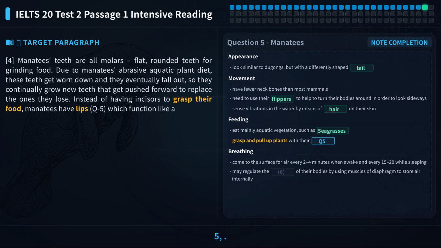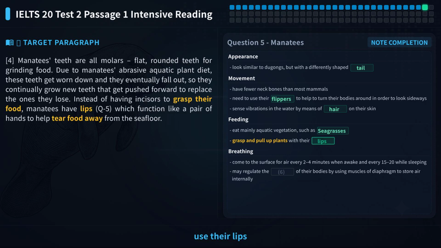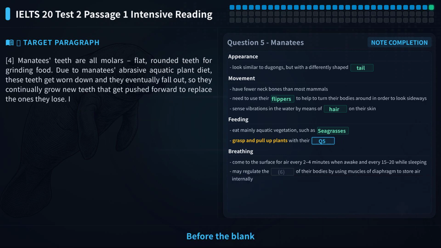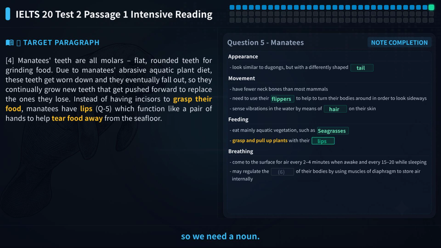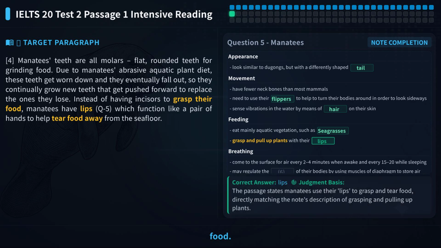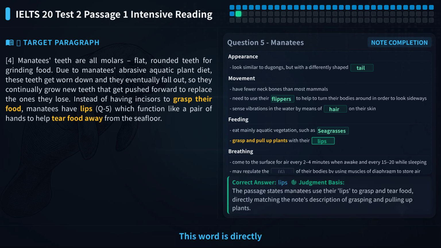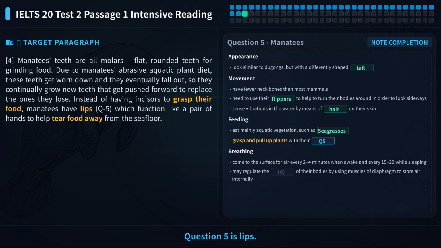Let's look at question 5. The note says manatees use their lips to grasp and pull up plants. Before the blank is "used there", so we need a noun. Go to paragraph 4 and find the part about grasping food. The text says manatees have lips to grasp food. This word is directly given in the original text, no replacement needed. So the answer to question 5 is lips.